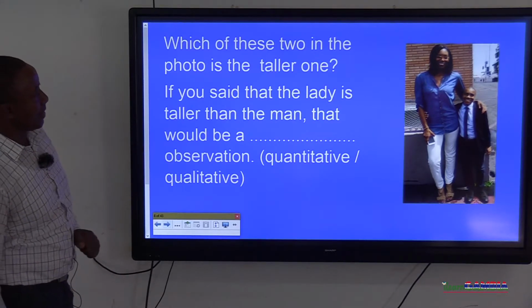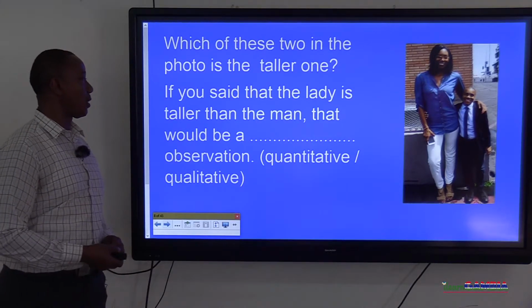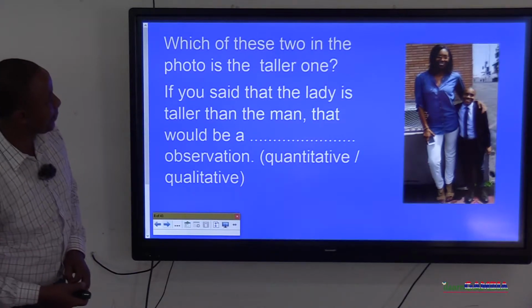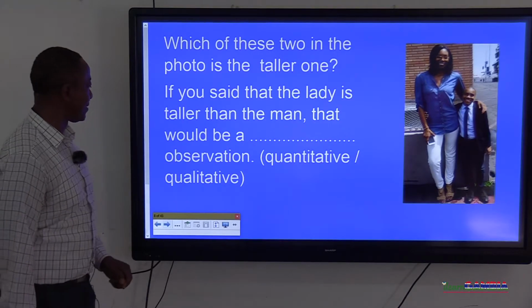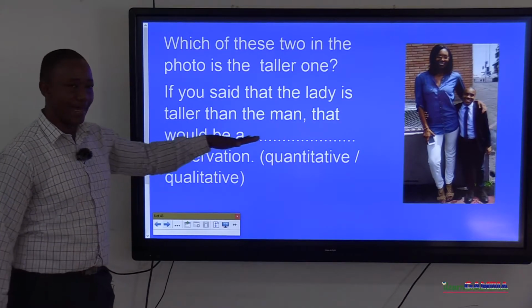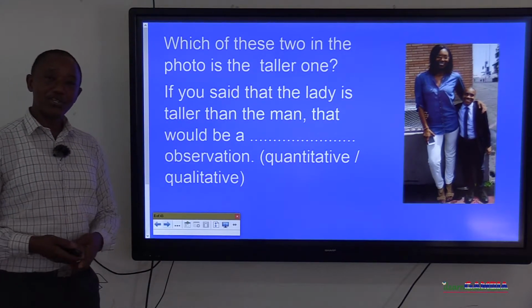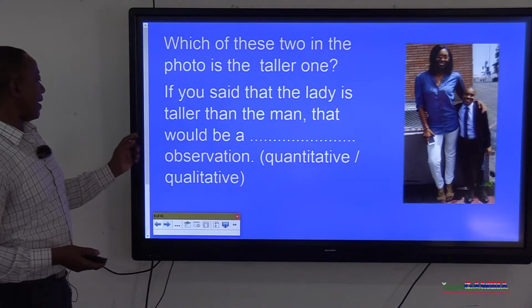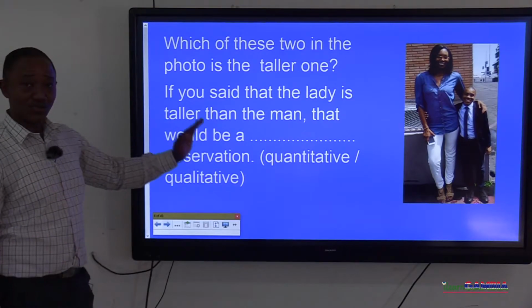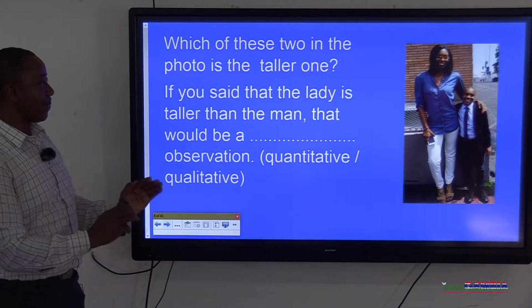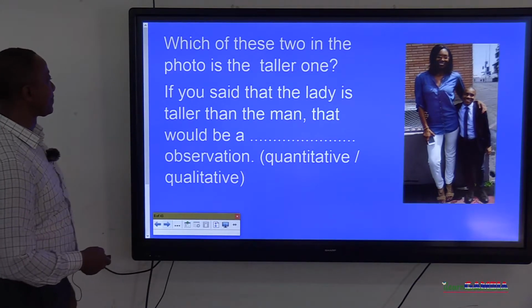Now, here is a picture of 2 people. It says which of these 2 in the photo is the taller one. So take a good look at the 2 of them. And now it says if you said that the lady is taller than the man, so that will be a blank observation. So let's take a look at the picture again. What observation will you say is that? Is it quantitative or is it qualitative? All right, I'm not going to tell you the answer. I'll leave it for you to think about it. And towards the end of the lesson, we will work out the answer.